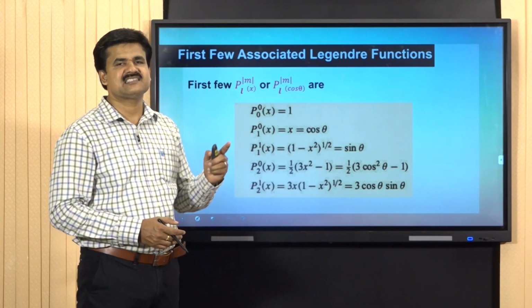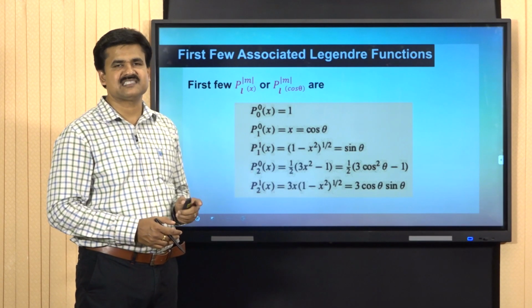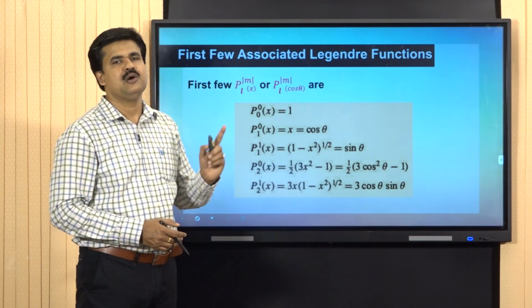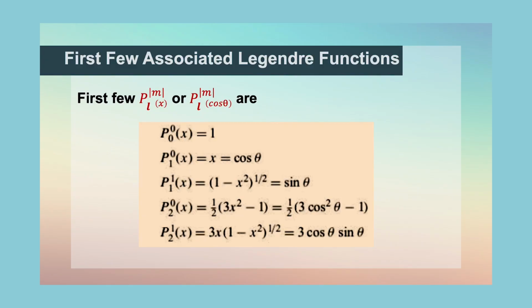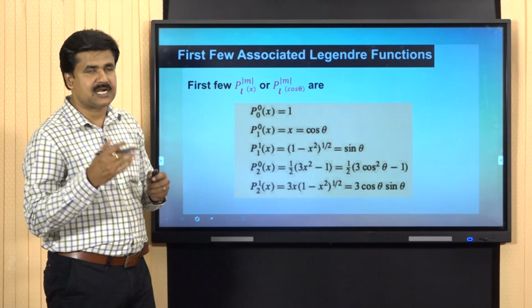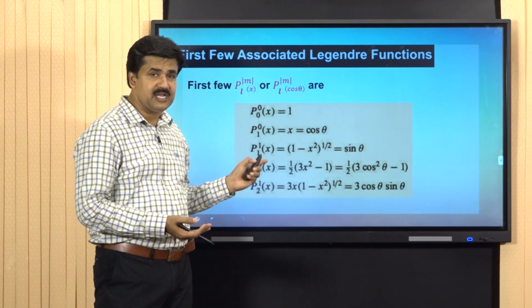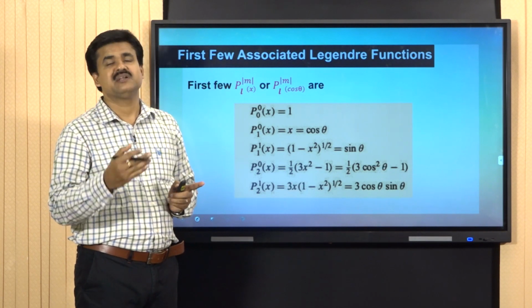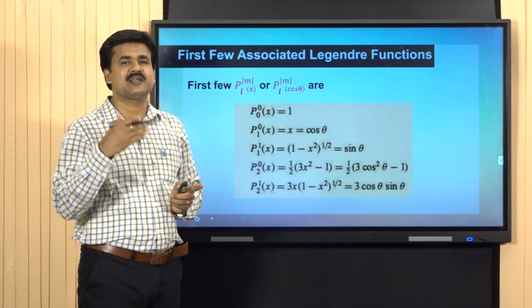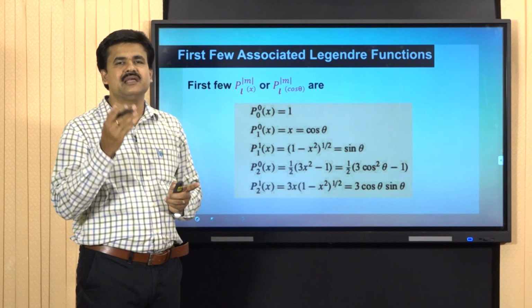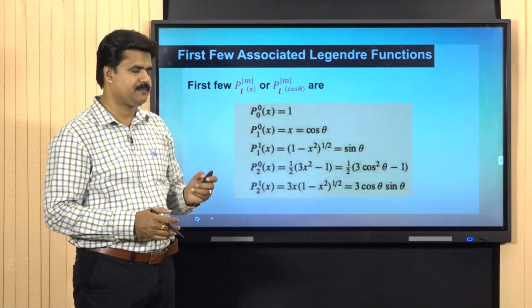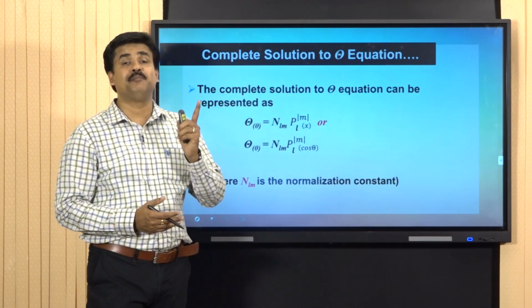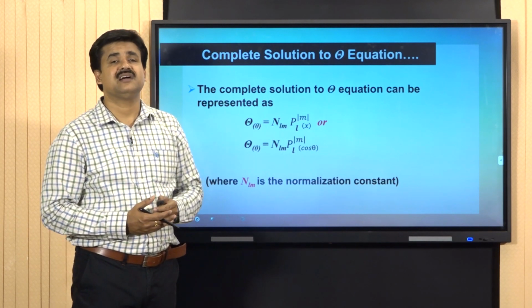Keeping in mind the fact that x is equal to cos theta, 1 - x² equal to sin²theta, and the root of 1 - x² is equal to sin theta. Thus, we can conclude that the values of associated Legendre functions merge to the values of Legendre polynomials when m is equal to 0. Thus, the complete solution to the theta equation.